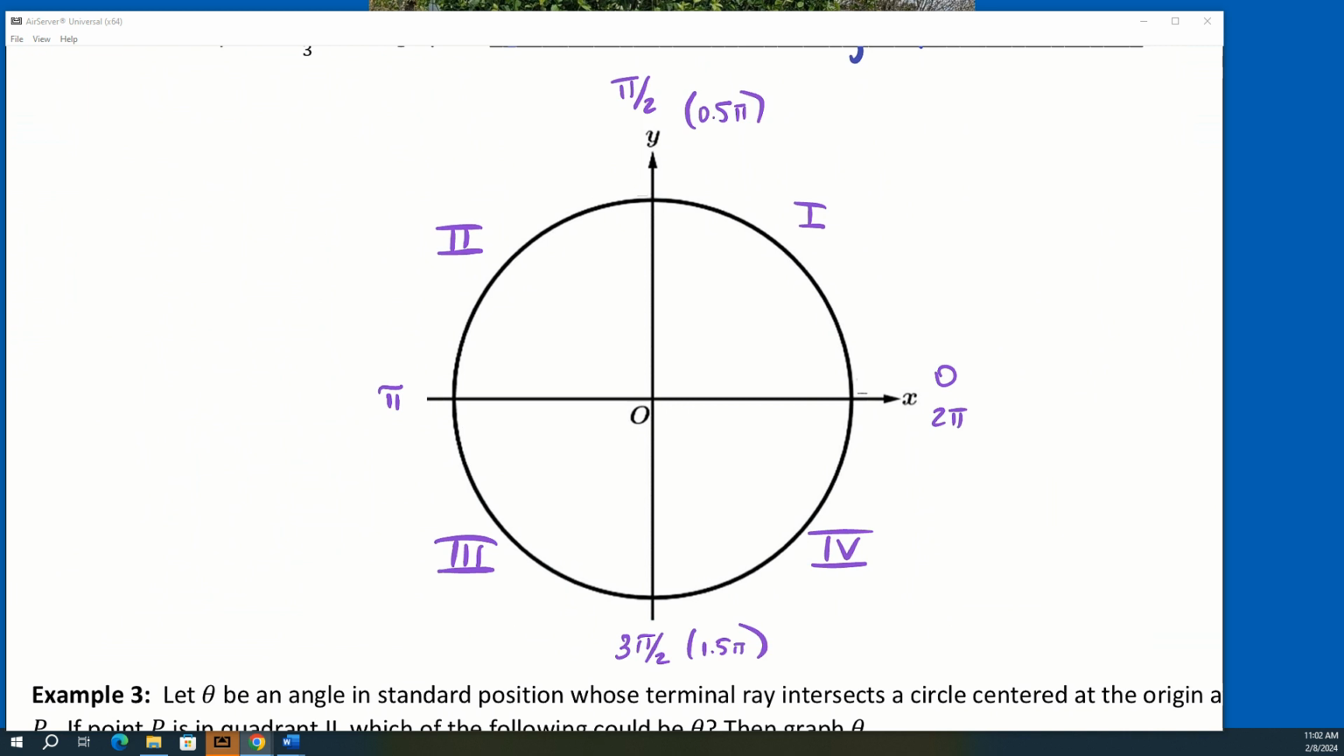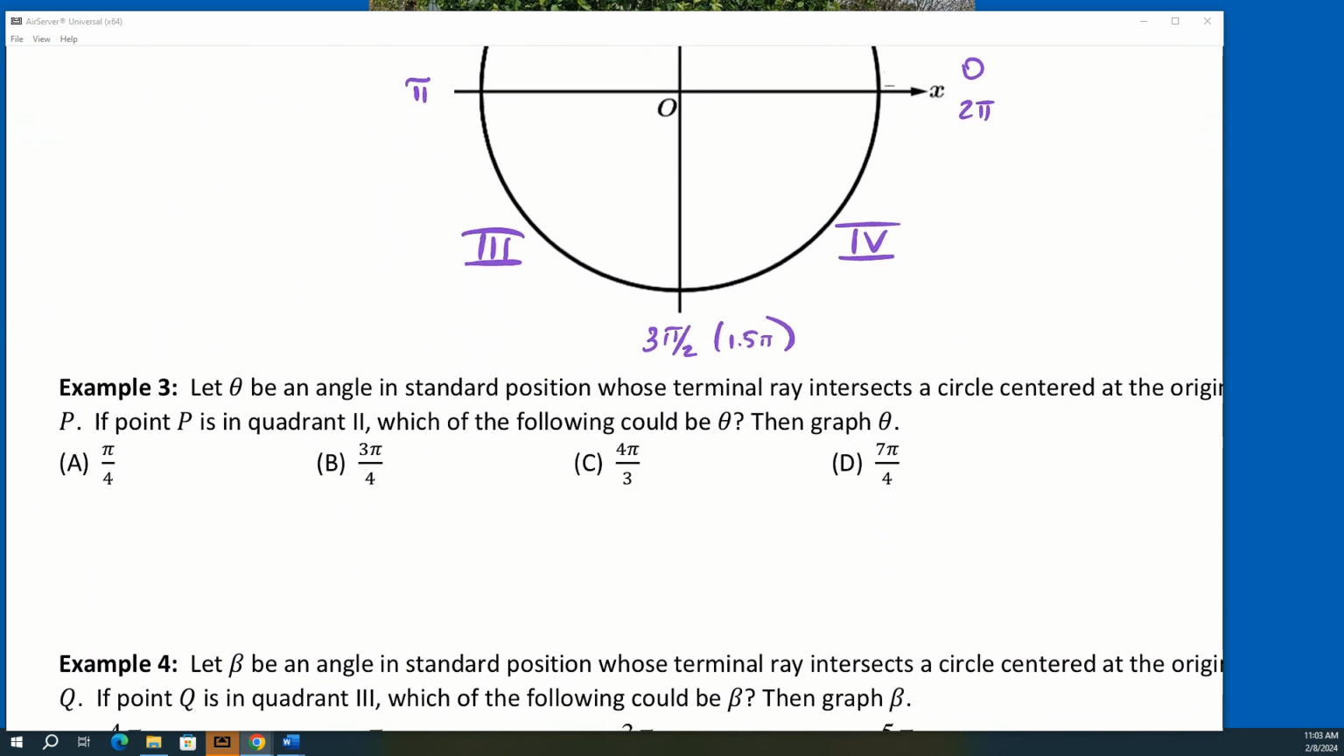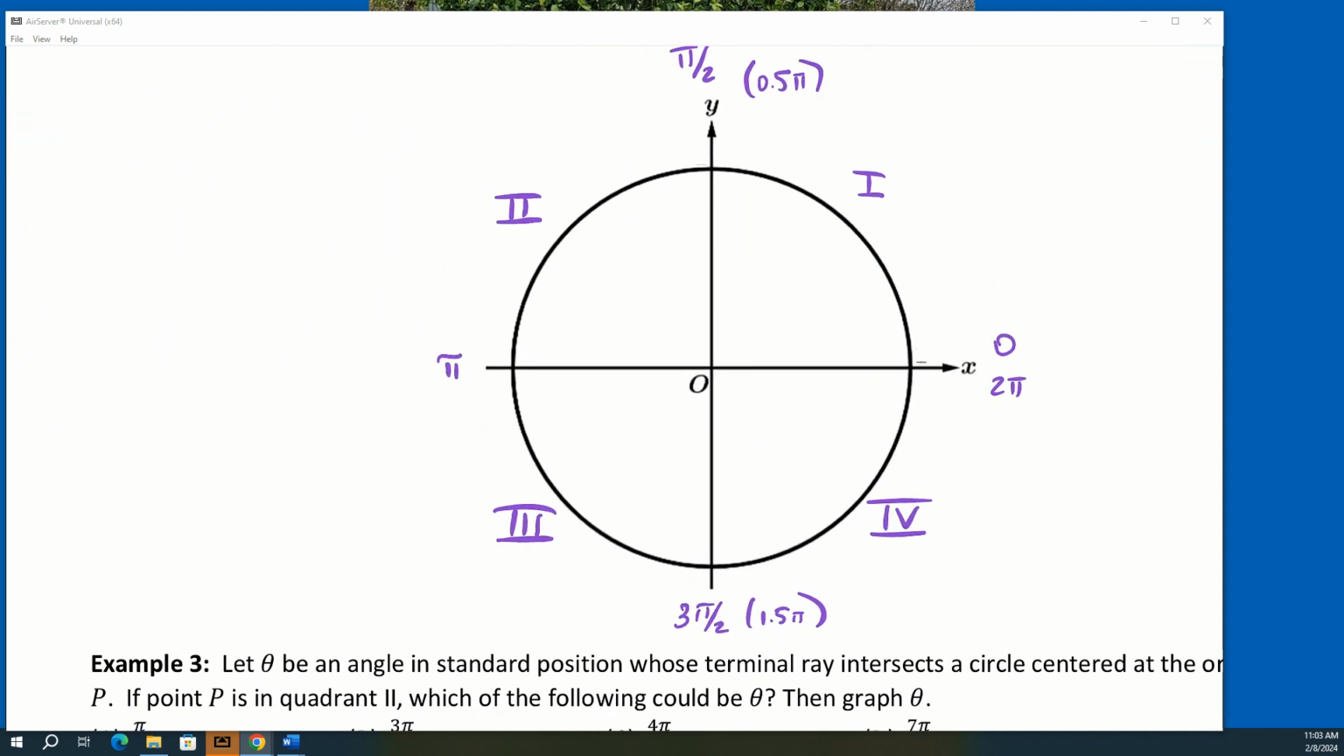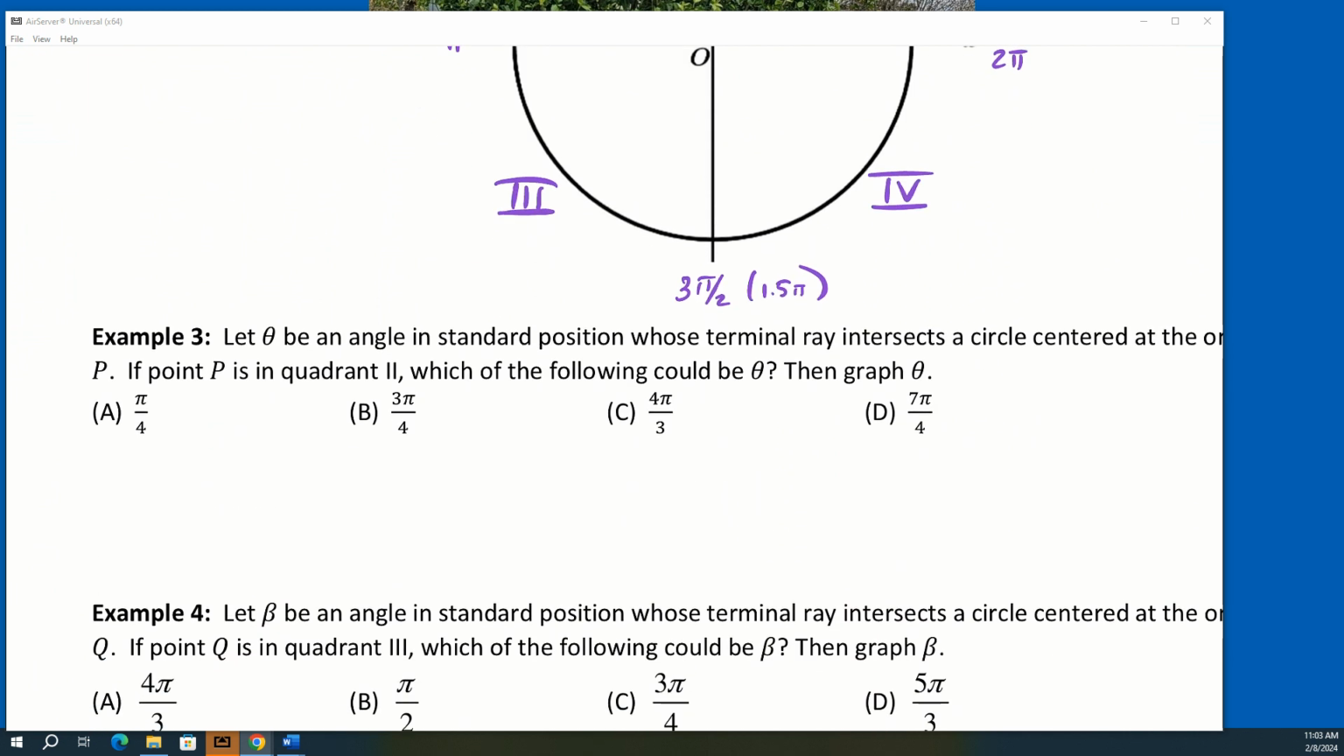All right, so example 3, this wording repeats, so I'm not going to read it every single time, but I'll read it the first time. So we're going to let theta be an angle in standard position whose terminal ray intersects a circle centered at the origin at point P. If point P is in quadrant 2, which of the following could be theta? And then we're going to graph theta. So we have to figure out which one of these angles is going to fall in between pi over 2 and pi, or fall in between 0.5 pi and pi. What do y'all think? Or 0.5 pi and 1 pi.